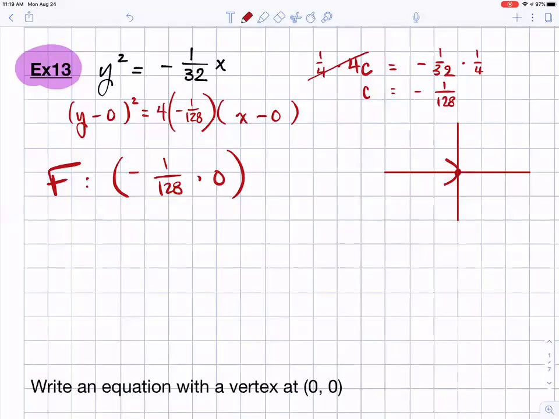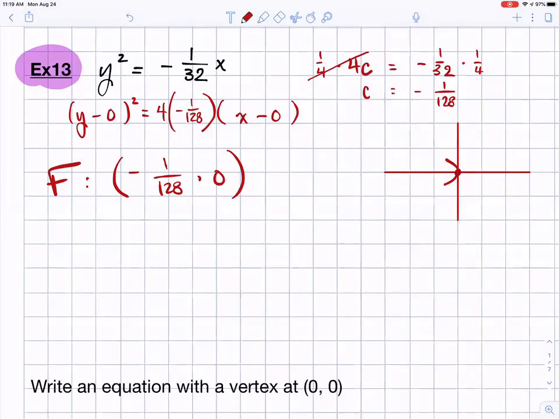Okay, let's take that a step further. What kind of a line is this directrix? It's vertical, right? Because you can't touch the parabola with your directrix. So it's got to be vertical. Every other horizontal line would touch the parabola. So if this is a vertical line, what equation do all vertical lines have? X equals a number.